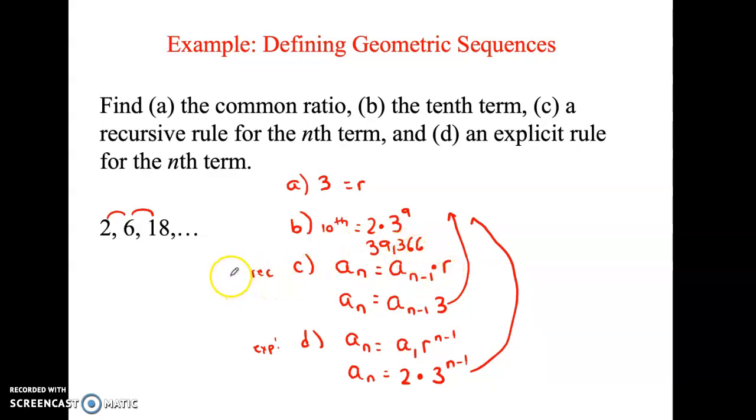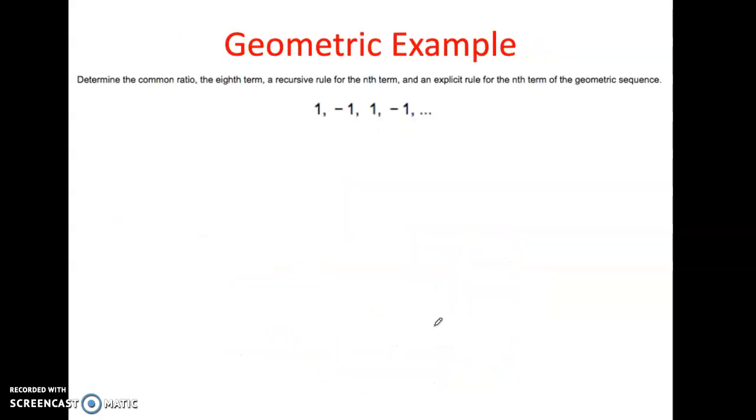So again, this is not so great to use for the term, and this is what I use to find the 10th term. What I would do is I would pause the next one, see if you could do it on your own, and then check your work. And again, this is the type of problem you're going to have for homework.